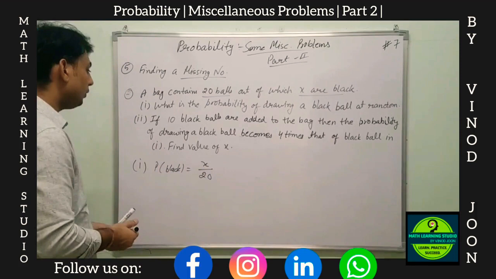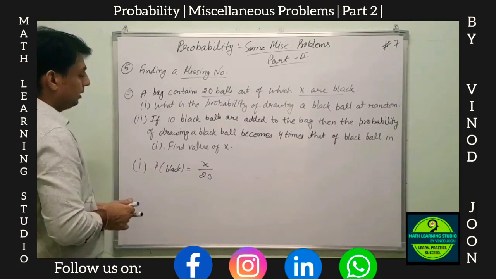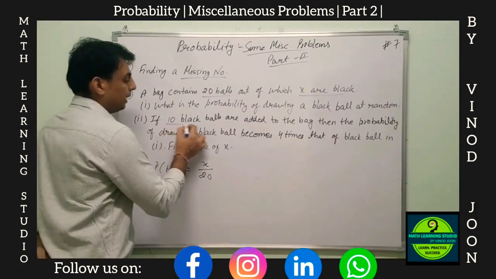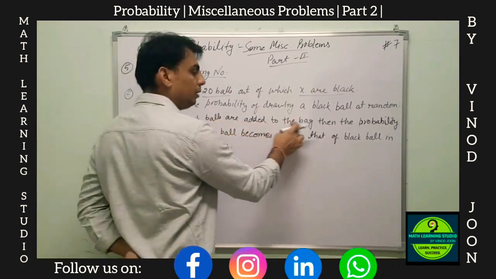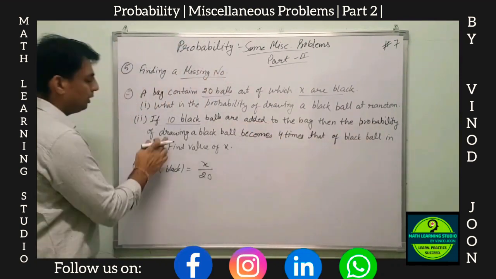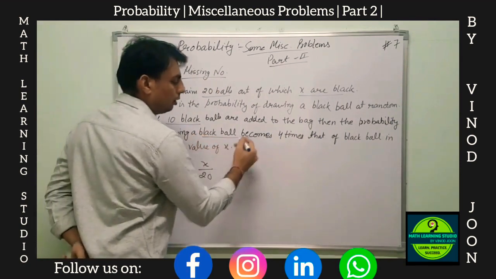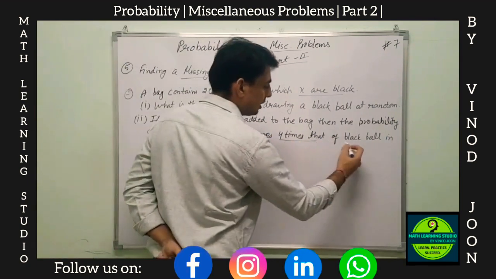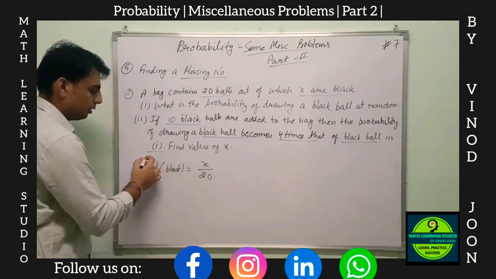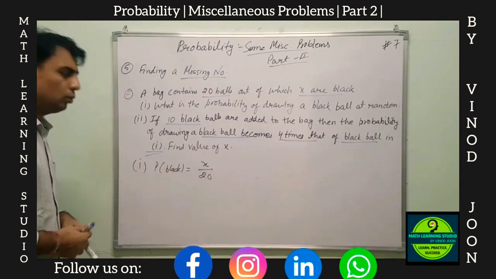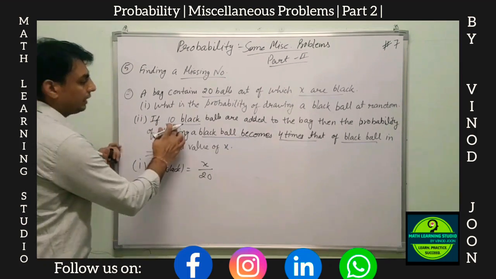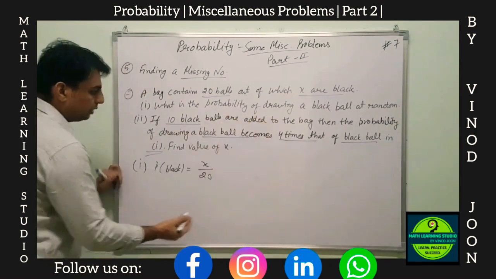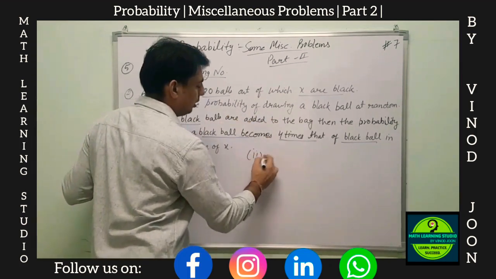Done? Okay. It says then second condition, second part, 10 black balls are added. If 10 black balls are added to the bag, then the probability of drawing the black ball becomes 4 times that of black ball in question number 1. थोड़ा सा लेंथी स्टेटमेंट है, एक बार फिर समझ लेते हैं. 10 black balls are added. So in the question number 2, let us solve it here.